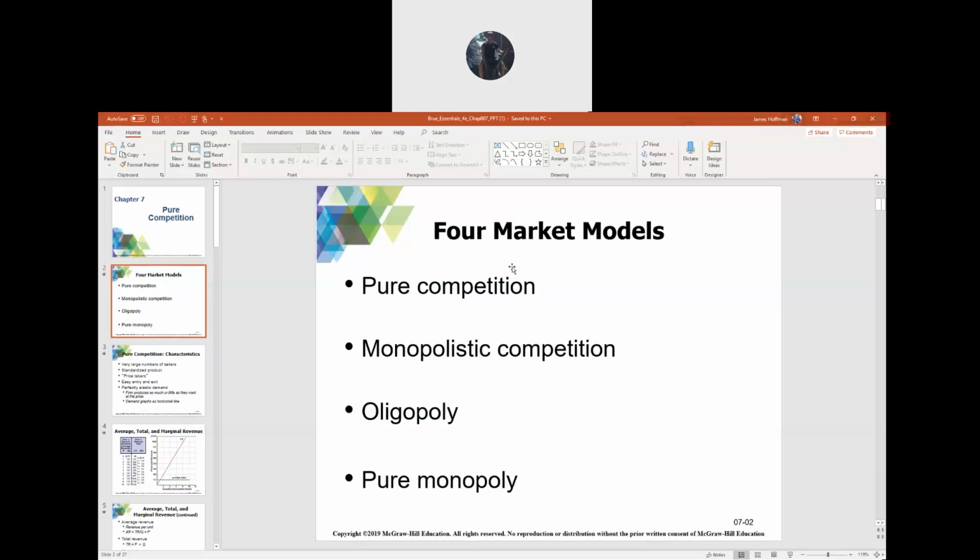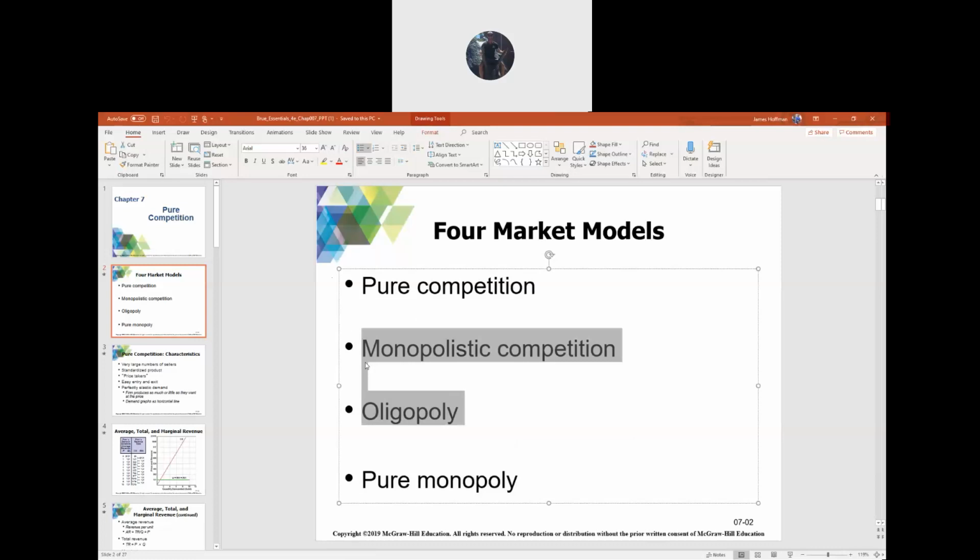Okay, so this chapter is about pure competition. We'll learn about monopolistic competition in chapter 9, and also oligopoly in chapter 9, and we're going to learn about pure monopoly, I believe, in chapter 8. So we're going to cover this one and this one today, and then the next 2 next week in chapter 9. So these are 4 distinct types of markets, and we'll learn the features of each. But we'll start with the basic pure competition. That'll be the first one.